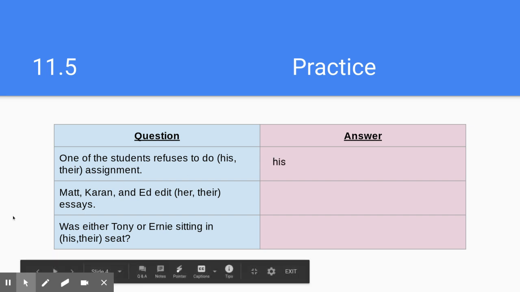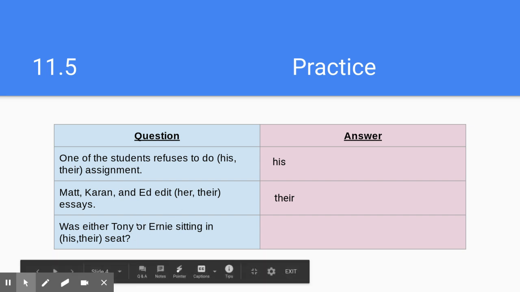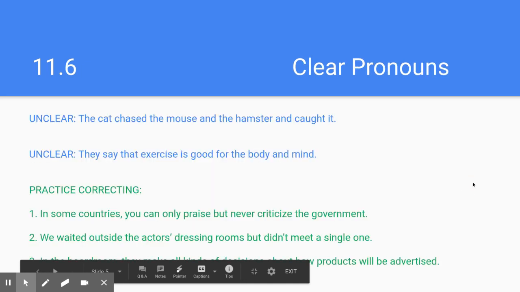Matt, Karen, and Ed, because of the and, I know it's going to be a plural pronoun, right? Their essays. There is our plural one. Was either Tony or Ernie sitting in his or their seat? Again, remember, or is referring to one of these at a time, and you always look at the one closest to the verb. So would we say Ernie is sitting in his seat or Ernie is sitting in their seat, right? Ernie is singular, therefore we just need the his.